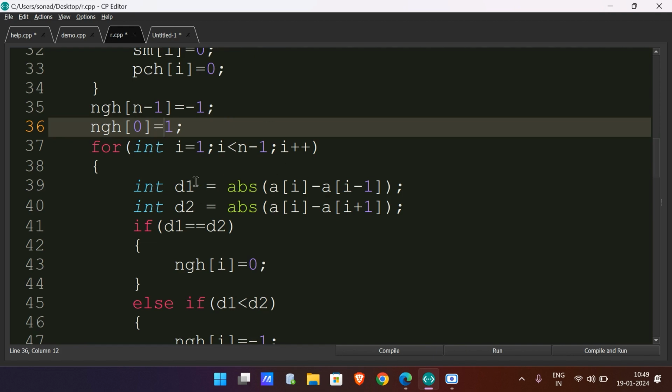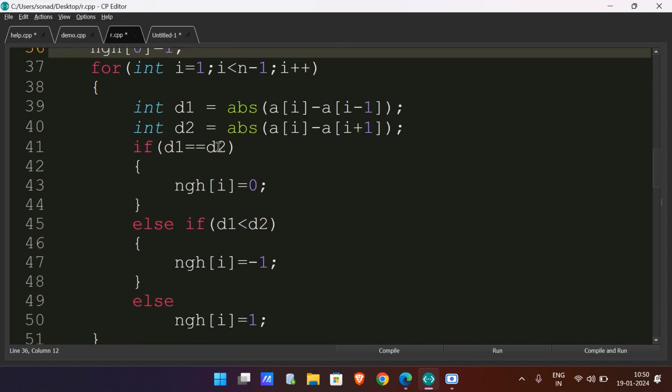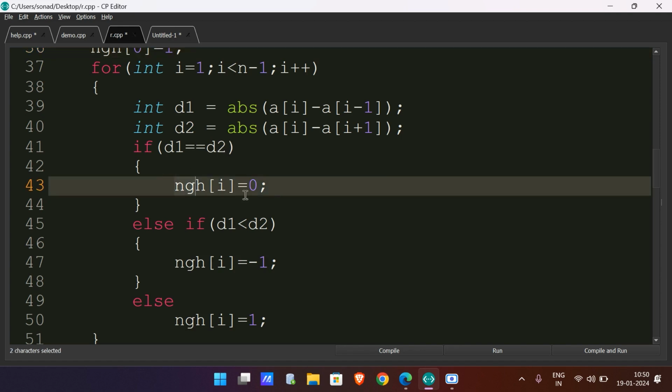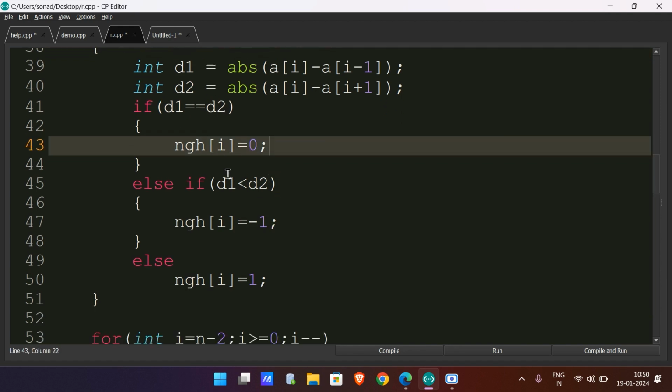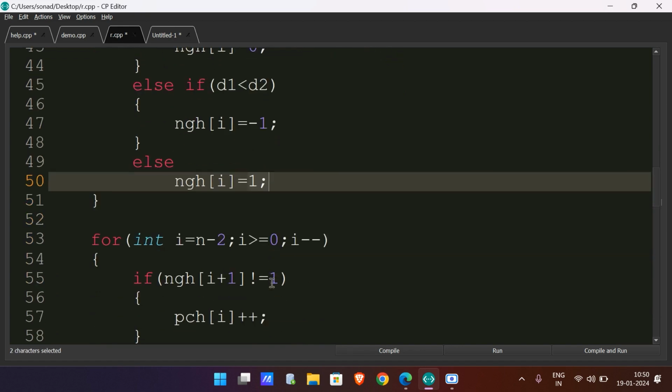Then I'm calculating the distance for each and every city. Like I know the 0th city's neighbor and the last city's neighbor, so I'm going from 1 to n-2. And then I'm calculating the distance of the current city from the front as well as from the backward. So if both the distances are 0, it means both are my neighbor. If d1 is lesser, it means I have a neighbor at the left. If d2 is lesser, it means I have a neighbor at the right.